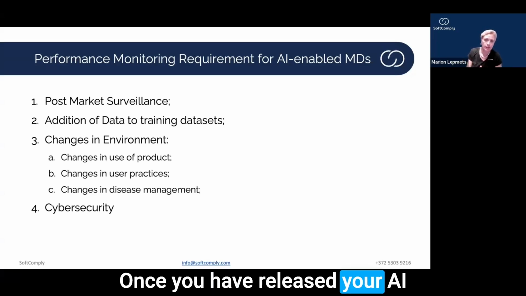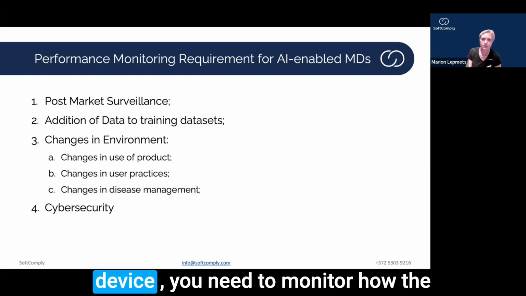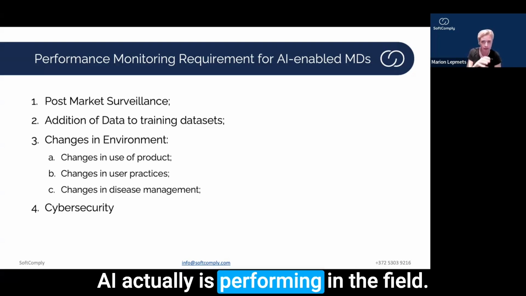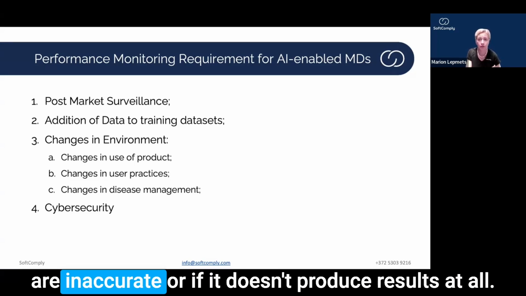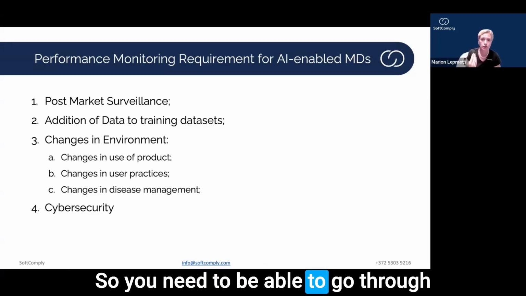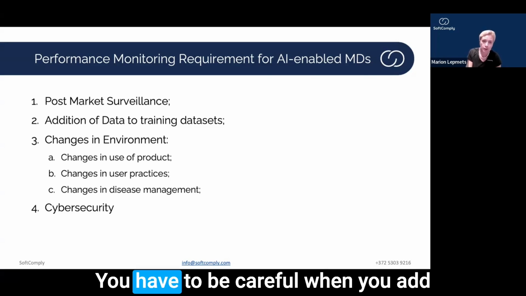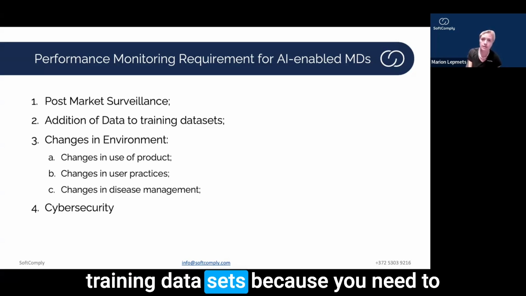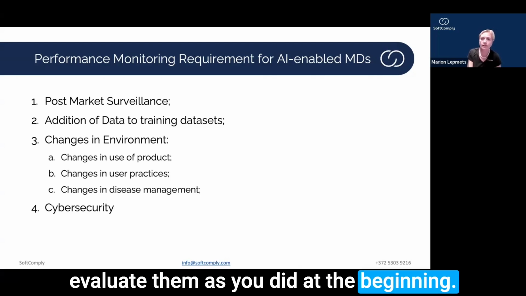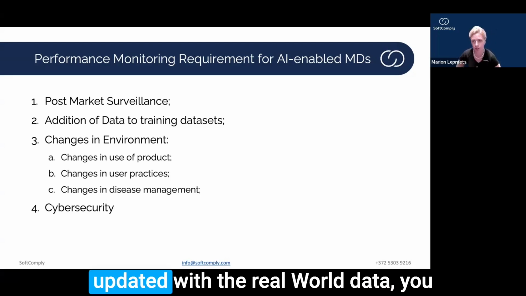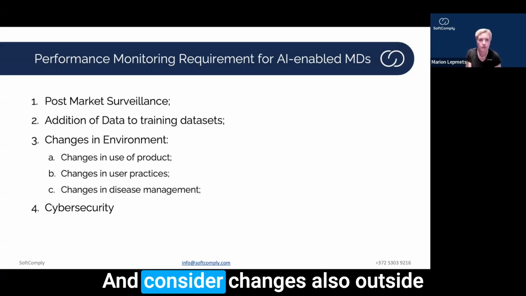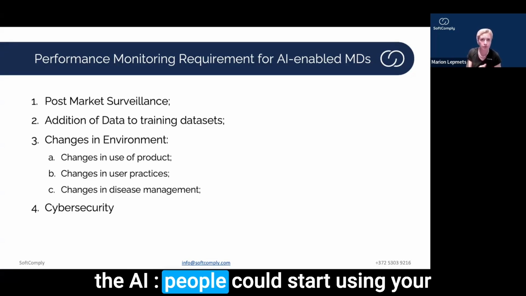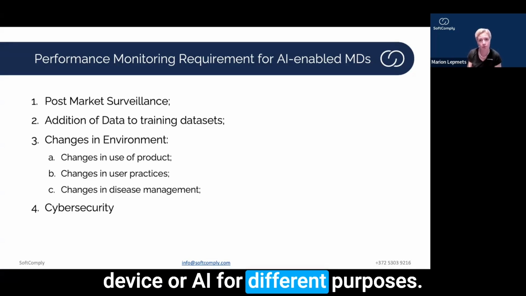Once you have released your AI-enabled medical device or AI in medical device, you need to monitor how the AI actually is performing in the field. You need to log errors, you need to know how you intervene when results are inaccurate or if it doesn't produce results at all. So you need to be able to go through the change management process. You have to be careful when you add training data sets because you need to evaluate them as you did at the beginning. And in particular, if the data set is automatically updated with the real world data, you need to make sure that the data is reliable. And consider change also outside the AI. People could start using your device or AI for different purposes.